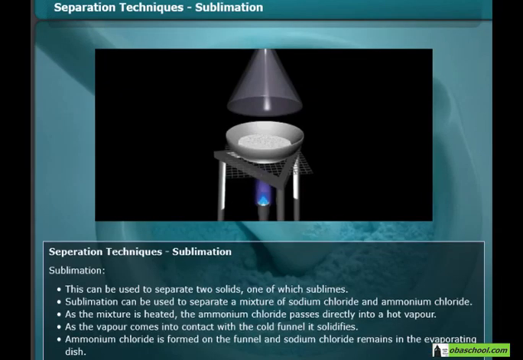Sublimation. This can be used to separate two solids, one of which sublimes. Sublimation can be used to separate a mixture of sodium chloride and ammonium chloride. As the mixture is heated, the ammonium chloride passes directly into a hot vapour. As the vapour comes into contact with a cold funnel, it solidifies. Ammonium chloride is formed on the funnel, and sodium chloride remains in the evaporating dish.